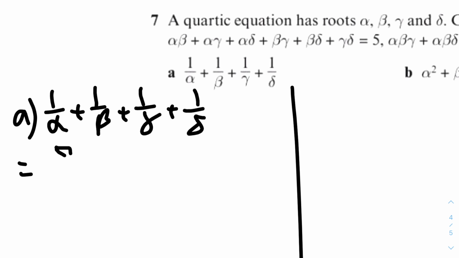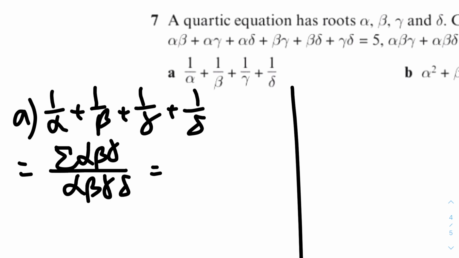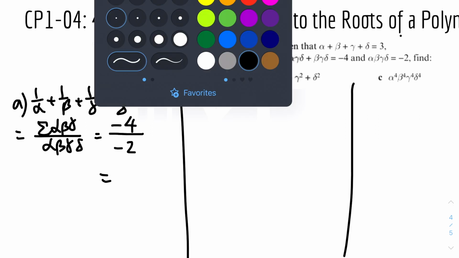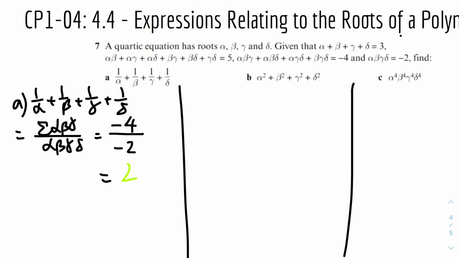It will be equal to the sum of triples of roots over alpha beta gamma delta, like so. So alpha beta gamma plus alpha gamma delta plus alpha beta delta plus beta gamma delta is equal to minus 4. So this is minus 4 over alpha beta gamma delta, which is minus 2. Simplifying it gets us 2, like so.